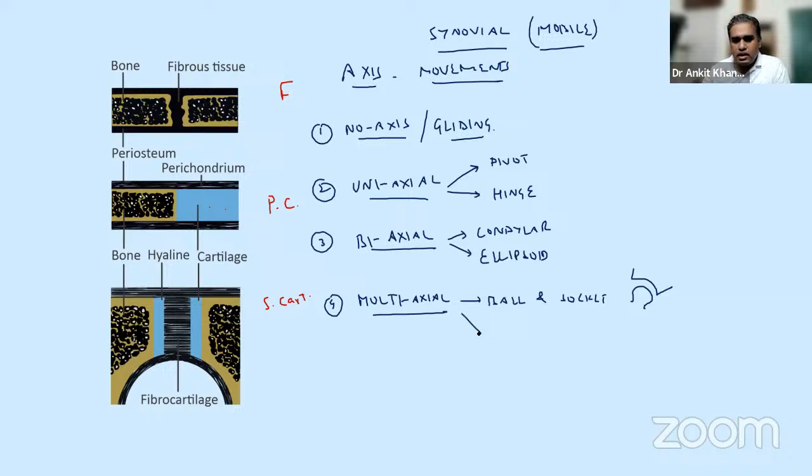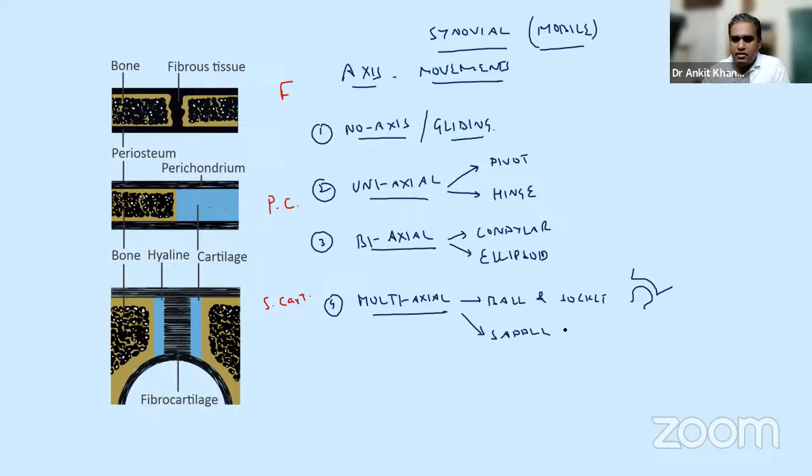The other example over here will be the saddle variety. What is the saddle over here? Example, let me tell you, is the first carpometacarpal joint, by which the thumb can be moved in many directions. If you compare the movement of thumb with other fingers, you will realize the movement of thumb is in more directions or more axes than the movement of other fingers.